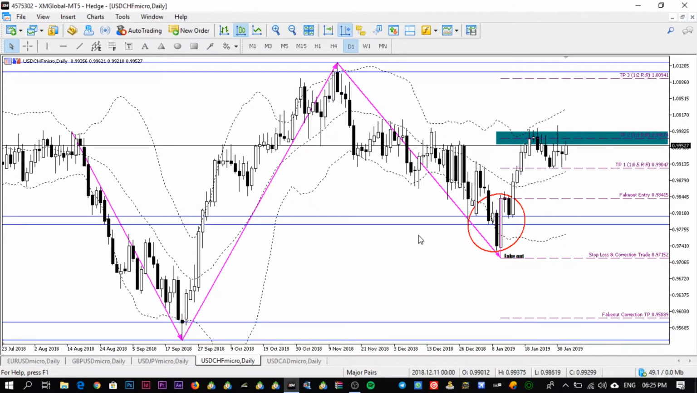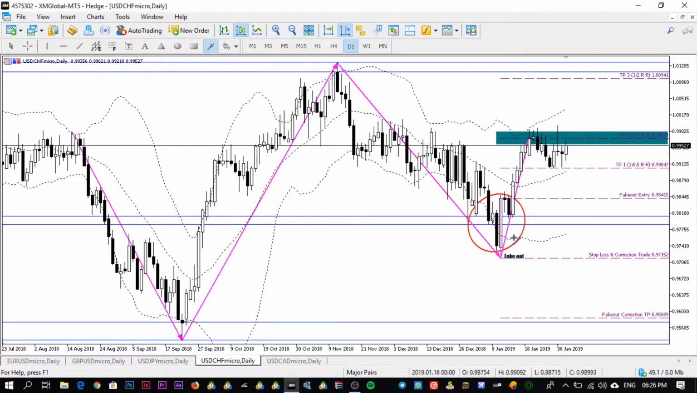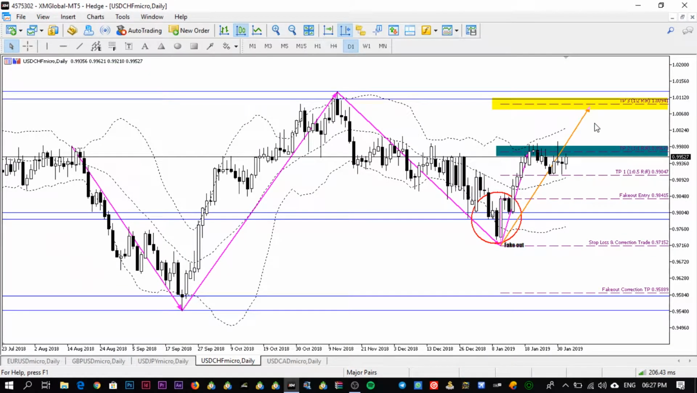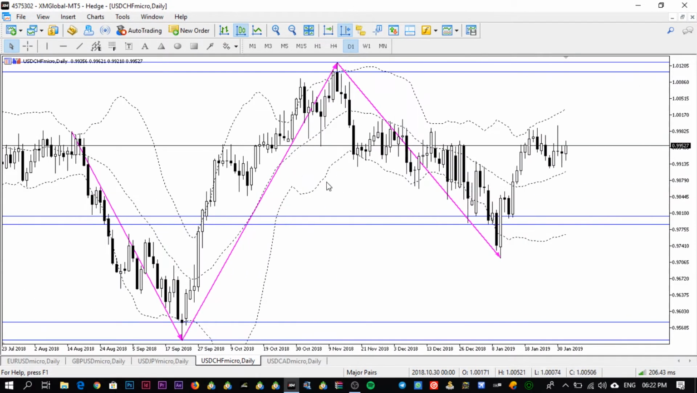So after giving us our resistance level over here, price then came down and broke through our previous support level, which is the support level of 0.98057, which was forecasted from this bounce of support here on the 7th of June last year. So price then came and broke through our level over here.